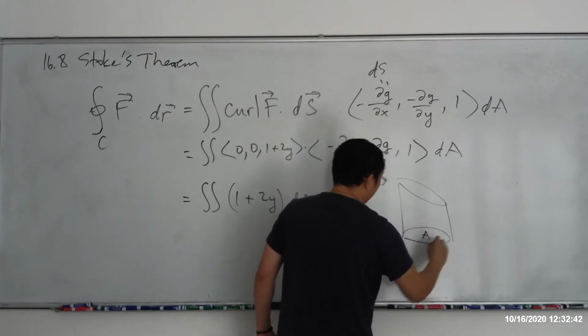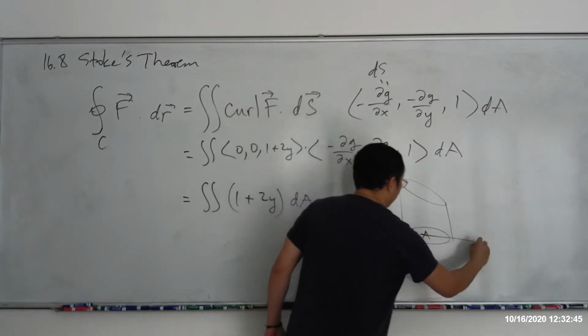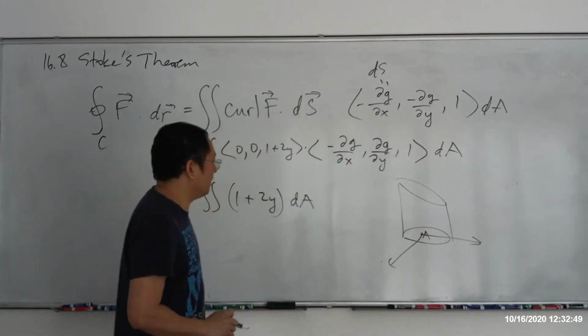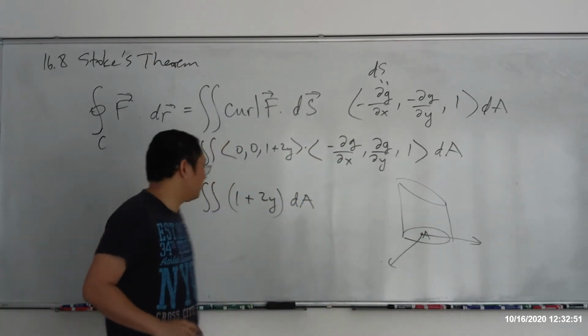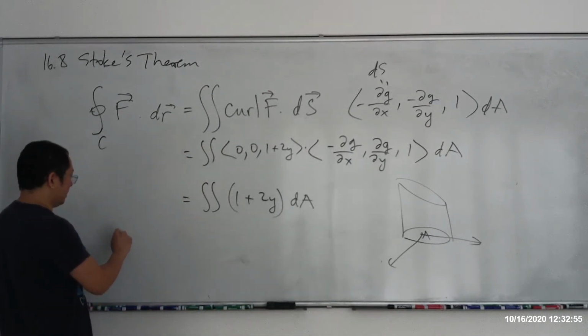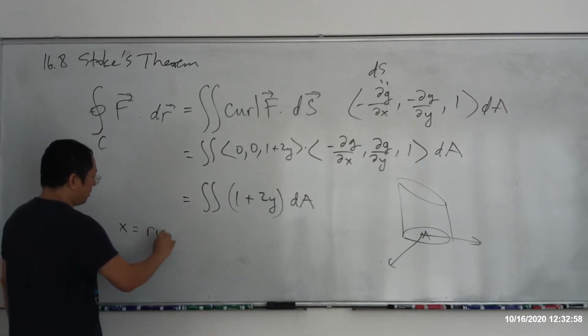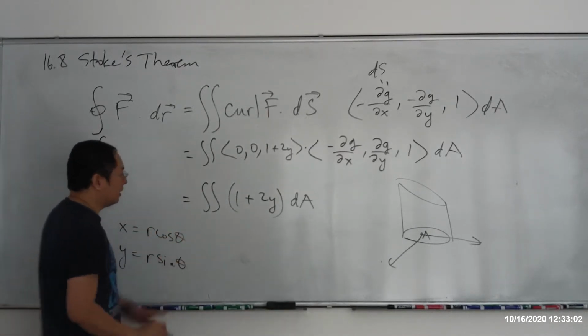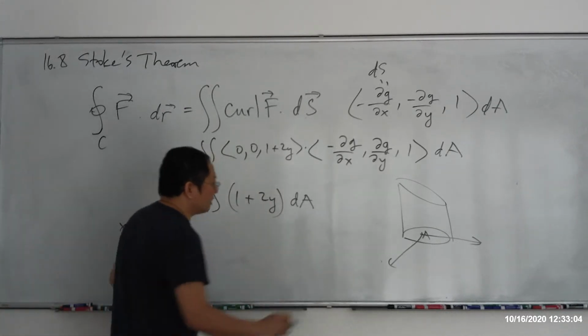This is the region A that you're talking about. It's a circle. It's a unit circle, radius 1. So I better use polar coordinates. It's going to be easier. So if I use polar coordinates, then what? x is r cosine theta, and y is r sine theta. And r is 1 because this is the unit circle.